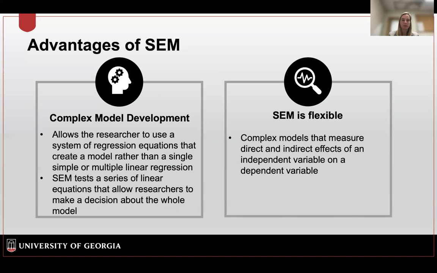SEM is flexible because it allows researchers to develop complex models that measure direct and indirect effects of an independent variable on a dependent variable. Direct effects are regression relationships where one variable is linearly related to another variable. Indirect effects entail a covariance relationship and a regression relationship.